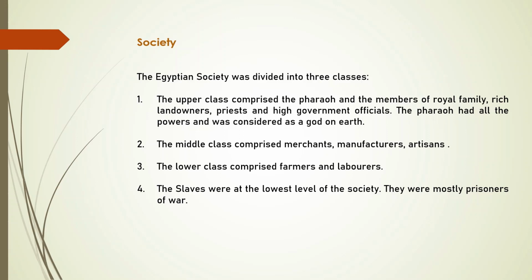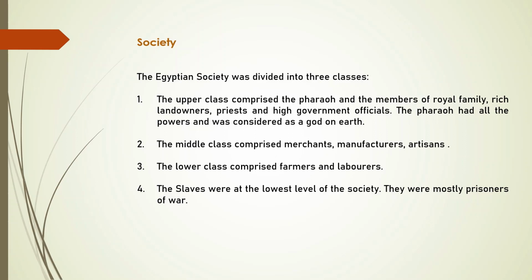The middle class comprised merchants, manufacturers, artisans. The lower class comprised farmers and laborers. The slaves were at the lowest level of the society. They were mostly prisoners of war.